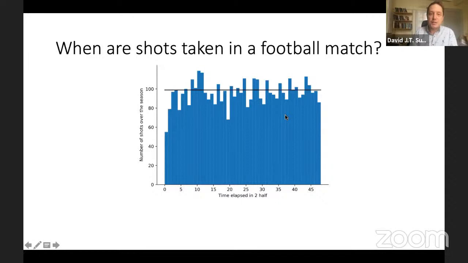And what you see is, for the main part, a kind of fluctuation around this average. It isn't that there's one minute where all of the action happens. Maybe you can say that in the first minute of the second half there's less likely to be shots. Second minute, maybe. But after that, really up to the final whistle, shots are equally likely in a football match.